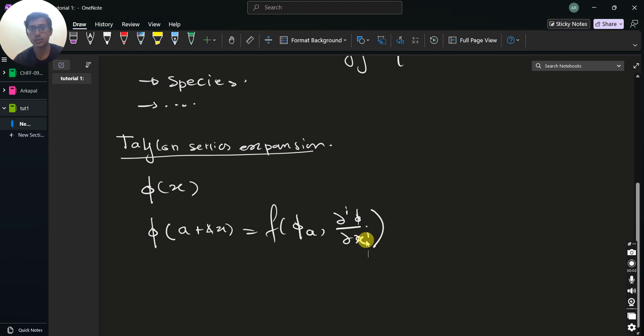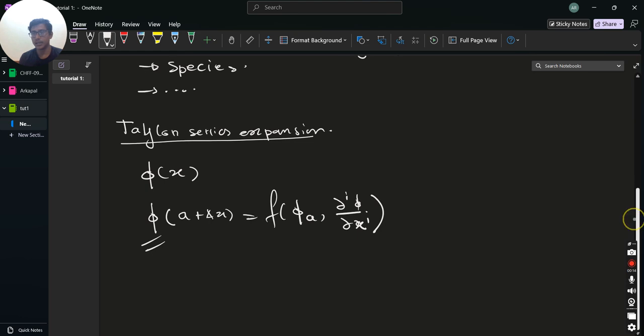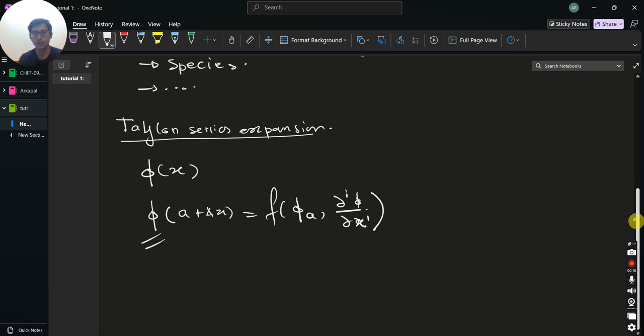Okay, so let's get back. So this is the Taylor series expansion. So you can write any function, any continuous function, as a function of.